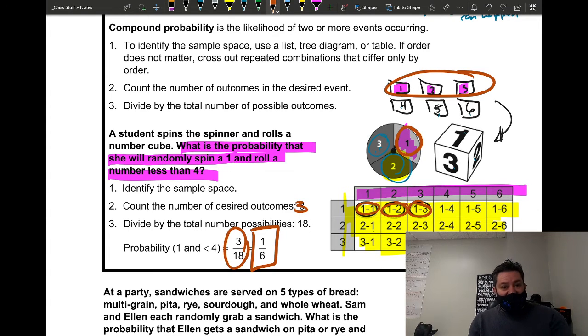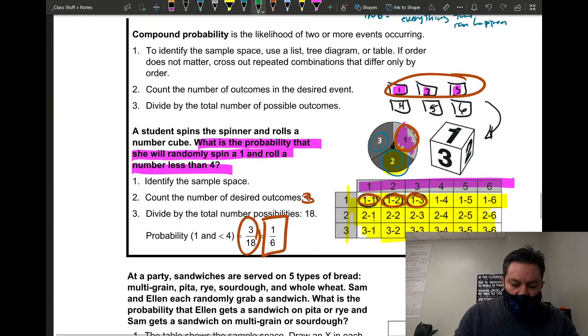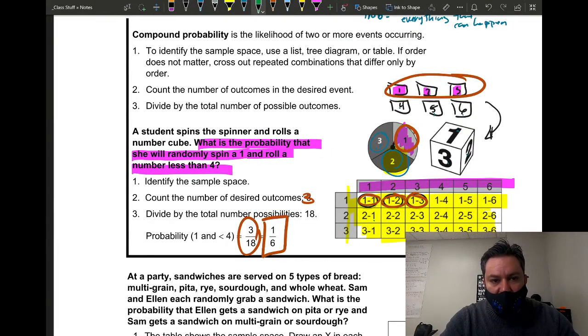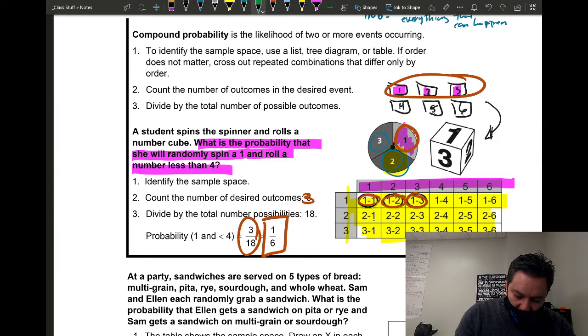Now, there's a faster way to do this without doing the tables and all that. Okay, there's a faster way, and I'm going to show it to you right now. So, let's do green. If I look at the spinner, we're going to find the single probability for the spinner. They're asking for the 1, right? They're asking, what is the probability of getting a 1 on the spinner? Remember, it's part over total. How many 1s on the spinner?